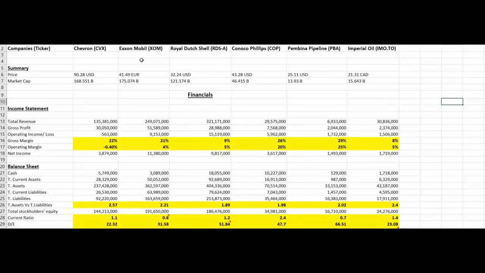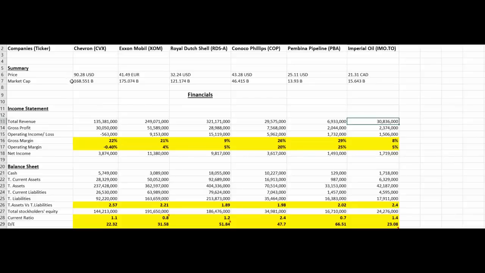So let's get started. First, let's start with the summary. All this data is from Yahoo Finance, just for information. The price for Chevron at the time I was making the video was $90.28 US, ExxonMobil 41.49 euros, Royal Dutch Shell RDSA ticker symbol 32.24 US dollars, ConocoPhillips 43.28, Pembina 25.11, and Imperial Oil 21.31 Canadian dollars.